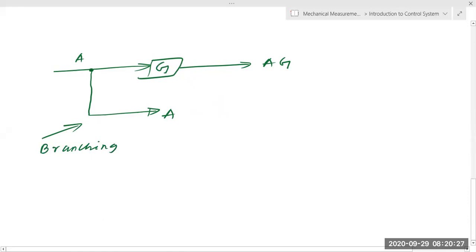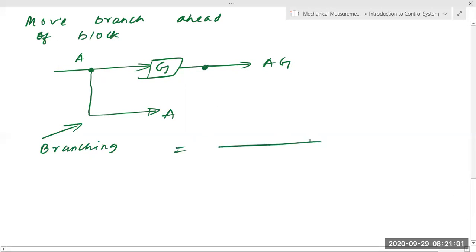Now suppose I want to move the branch ahead of the block. You can see that this signal is giving AG. Now this is a branch, and I want to move this branch from here to here. That means I am moving the branch ahead of the block. So what will happen if I move the branch, rule number 3, ahead of the block? Simple. This branch was coming before the block, and I want to move it ahead of the block.